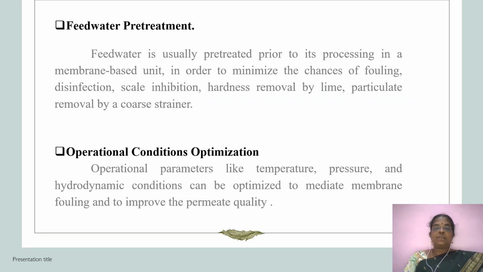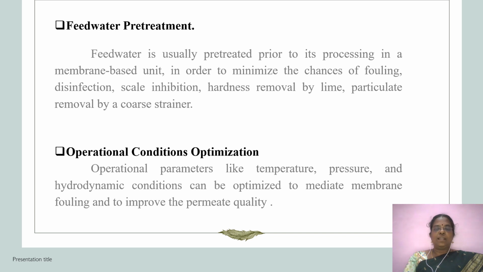Now we have other methods, certain things where we can reduce this fouling process. Okay, one is feed water pre-treatment. Okay, feed water is usually pre-treated prior to its process. So see, the number of colloidal substances, if you have taken a minimum of it, then fouling is reduced, right? Disinfection, scaling inhibition, hardness removal by lime, particulate removal by coarse strainer. So all this, if you do it as pre-treatment process, we can reduce the fouling process. Okay, or it will not be fouled very quickly. It will take a longer time for fouling, right?